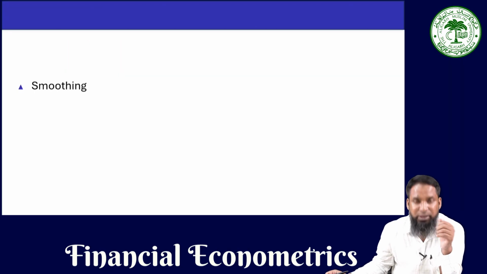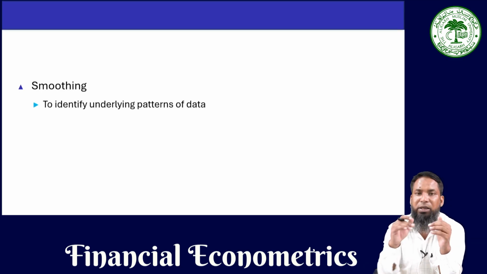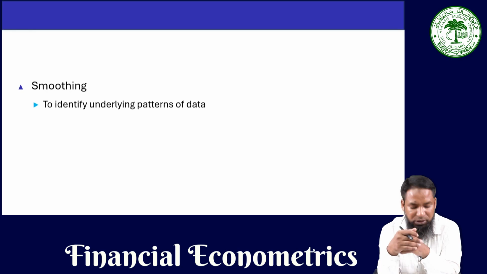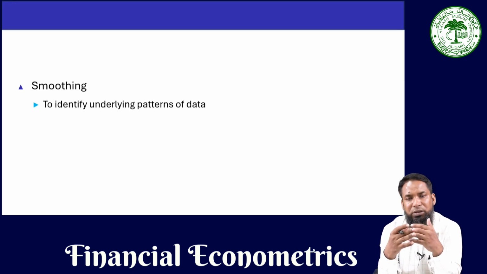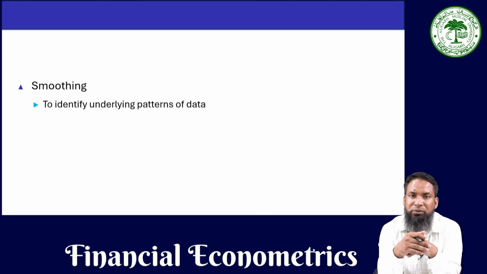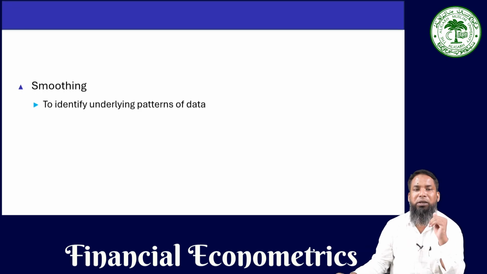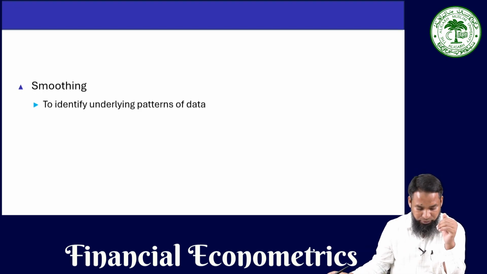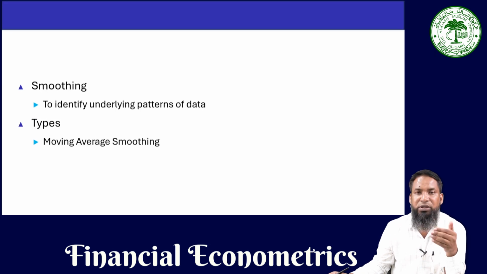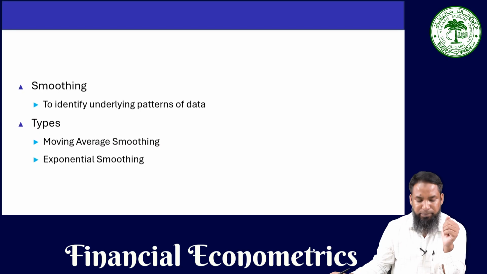Then the next basic method used in time series is smoothing. Smoothing is done for the same purpose, that is, to identify underlying patterns of the data. That is, what is the trend, what is the seasonal effect, and the cyclicality. All those things we do. There are different types of smoothing we can do. One is moving average smoothing. The second is exponential smoothing.